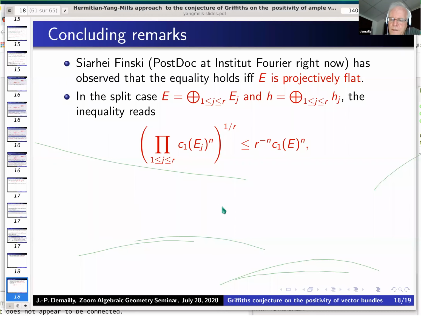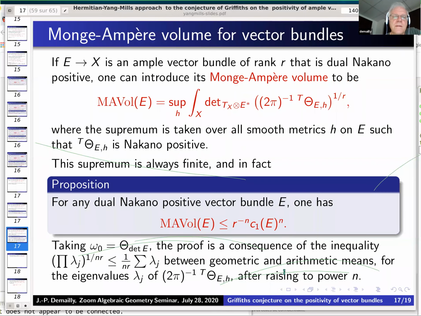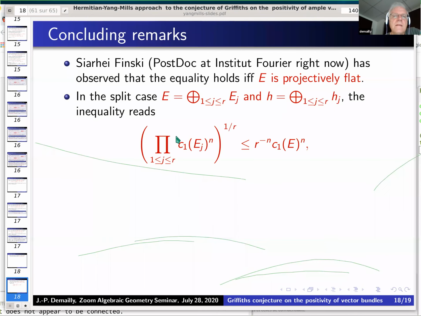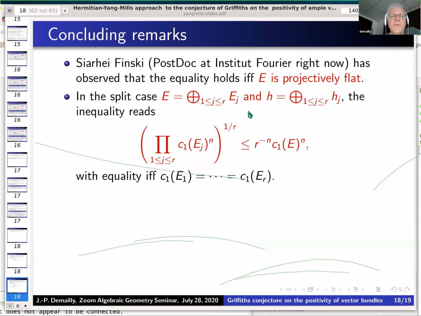And the previous inequality of the previous slide, so this inequality here of the Monge-Ampère volume. So the Monge-Ampère volume is just this product of c_1(E_j)^n raised to 1 over r. And then this inequality again is just a form of the inequality between geometric means and arithmetic means. And in that case, you can see that you have equality again if and only if you are projectively flat, which means precisely that the Chern classes of the summands here are equal.